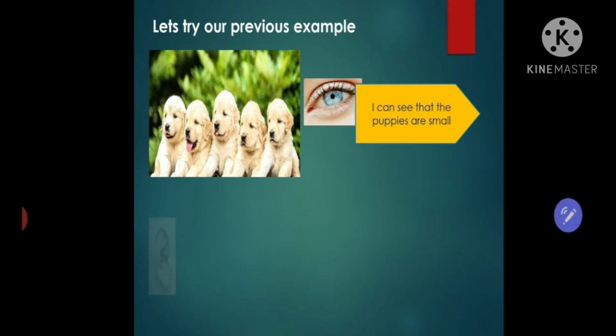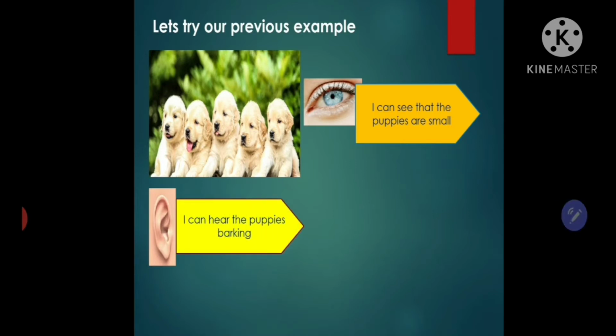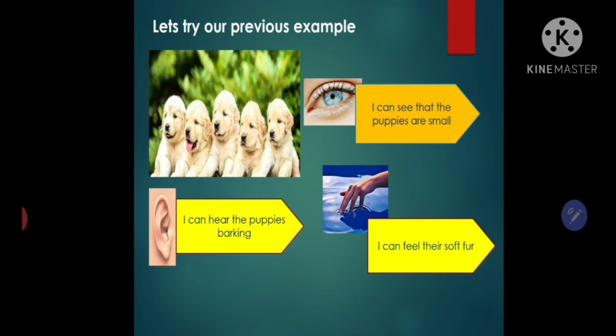If I ask you to observe the puppies using your ears, what is your observation? Yes, you will hear the puppies barking. What about if I ask you to describe the puppy using your sense of feeling? You may say that you can feel their soft fur. So those observations are what is so called a qualitative observation. Why? Because you are using your senses to describe something.